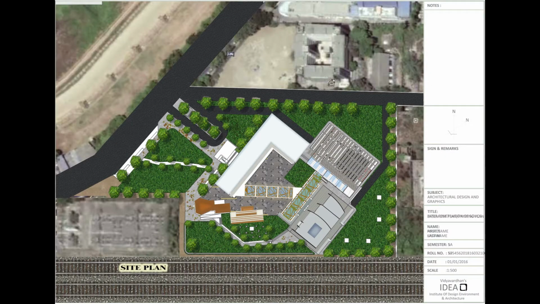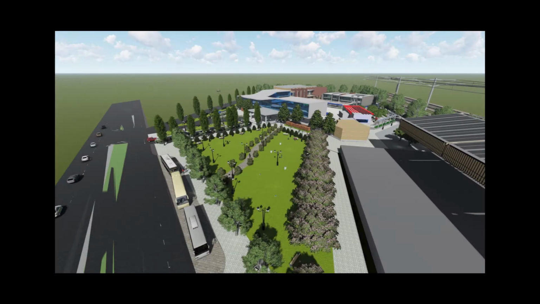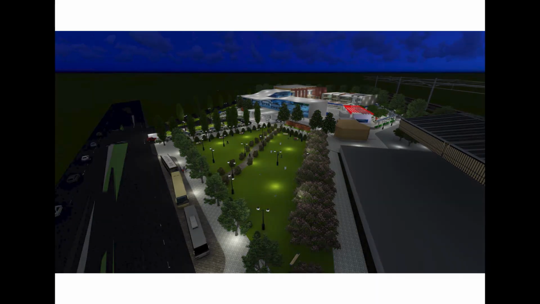Site plan. This is the art gallery space, having a maximum height of 13 meters from ground. This is the auditorium building, 15 meters in height. This is the library building, 10 meters in height. This is the cafeteria space, having indoor and outdoor seating. To avoid the view of the railway station and crowd, I have done landscaping on the southeast side of the site.